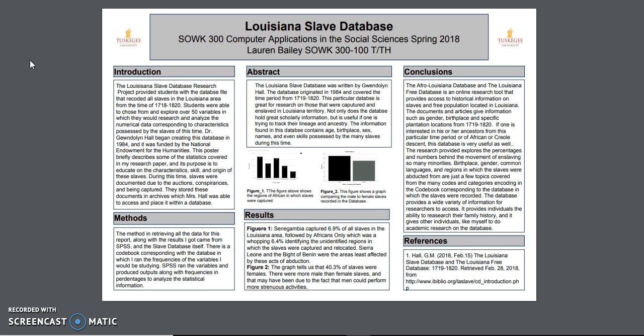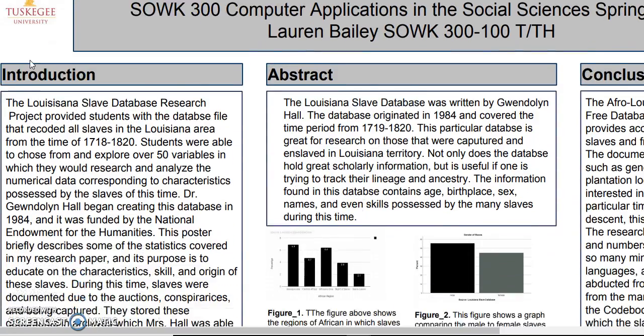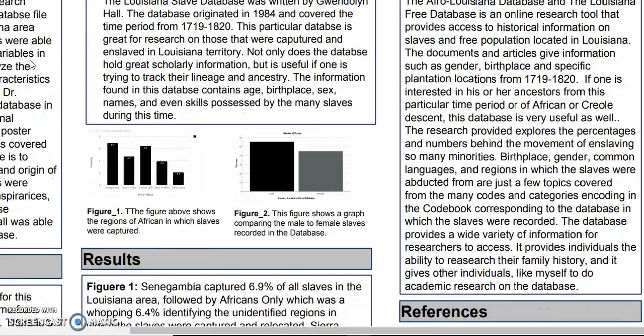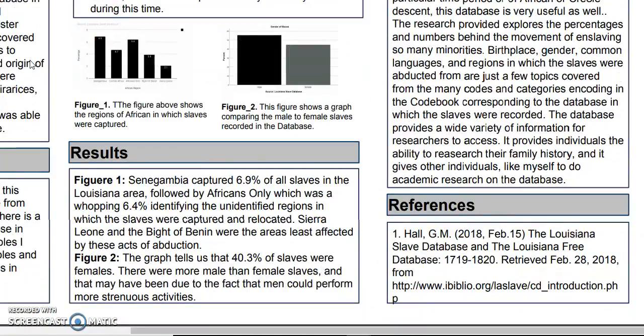So you can see that both of the graphs here are bar graphs, and they basically compare different fields, different categories. Also, all references for this particular project came from the Louisiana Slave Database, and you can see that right here. The references right there.